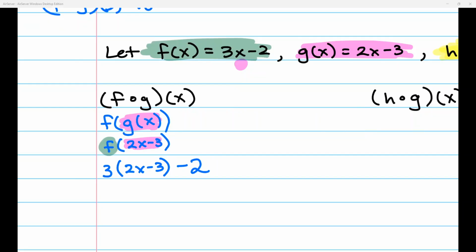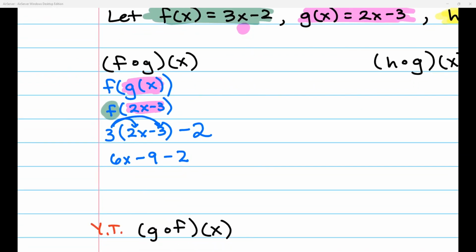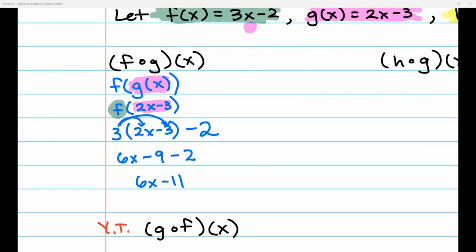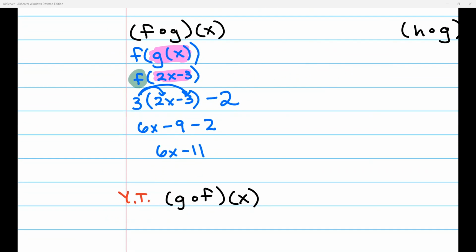What the heck is going on? Well, what's going on is I need to distribute that 3, so I'm going to go ahead and distribute the 3 right now. That's 3 times 2x, which is 6x. 3 times negative 3 is negative 9, minus 2. And I can combine like terms, and I get that 6x minus 11 is my composition of the function. That is f after g of x is equal to 6x minus 11.